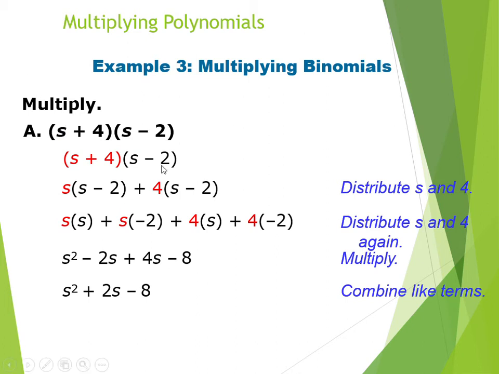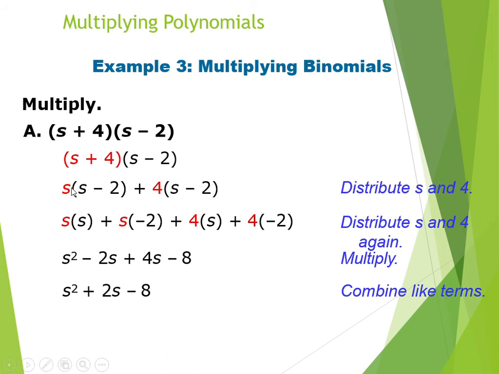So the form will be s plus 4, because this first quantity that we have, we multiply it by the second quantity. So the form will be, the s here, we multiply it by the second quantity, which is s minus 2, plus the 4, also with the second quantity.